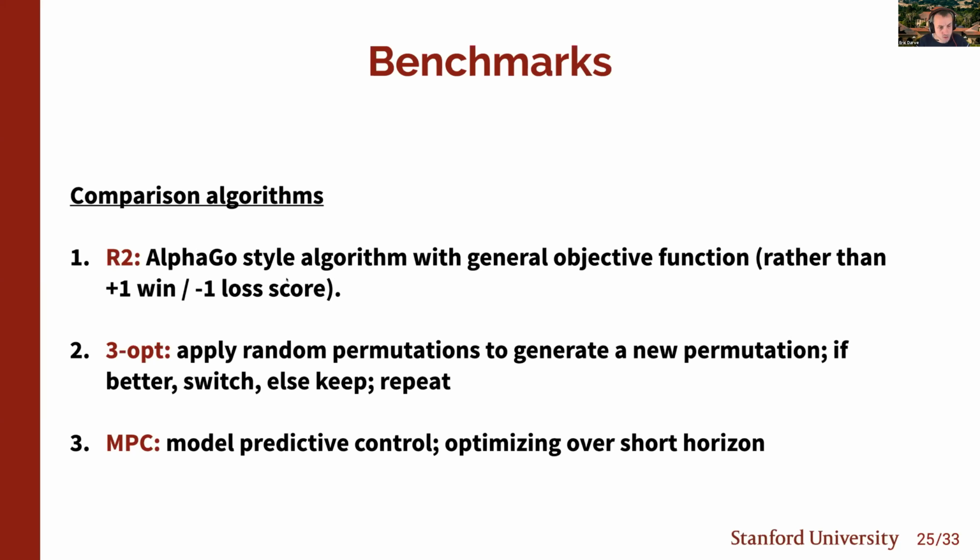R2 is basically missing the k-opt step that we were using to generate the training set. Then you have the pure 3-opt, so k-opt with k = 3, where you apply random permutations, and if you find something that's better, you switch. Otherwise, you keep the current one, and you just keep repeating this process. And finally, I mentioned the model predictive control, where you optimize over a finite or short horizon.